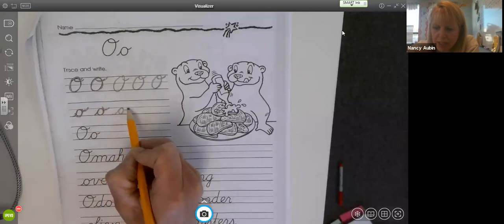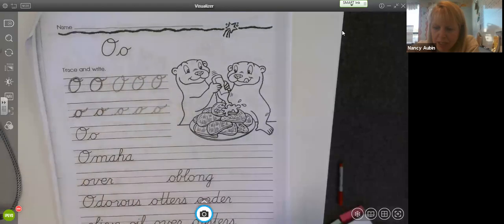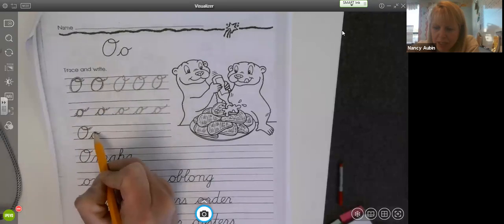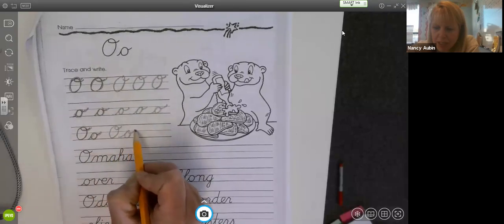So here's your O. And you're going to practice your capital O and your lowercase o. Be sure to trace first. You should be able to get a couple of those in there.